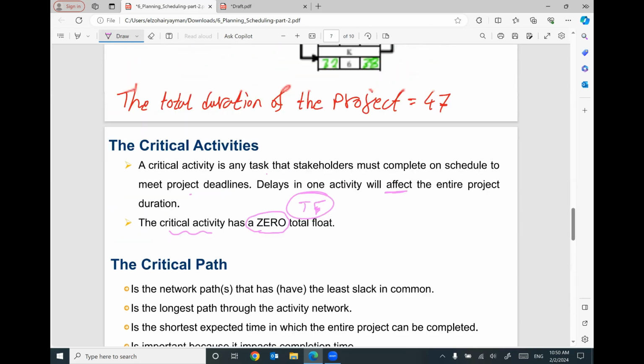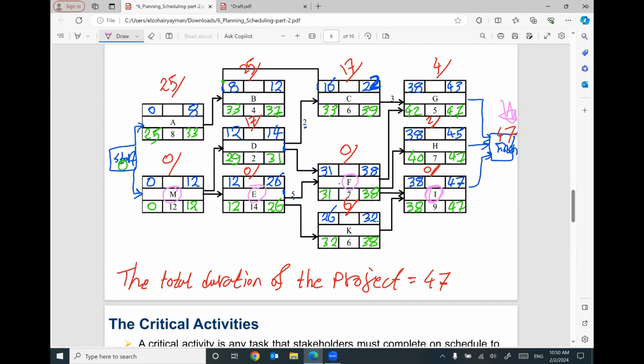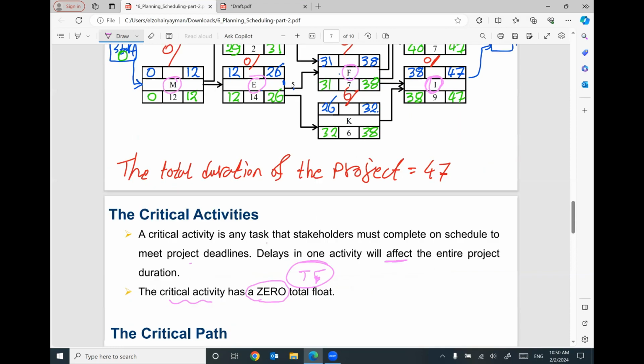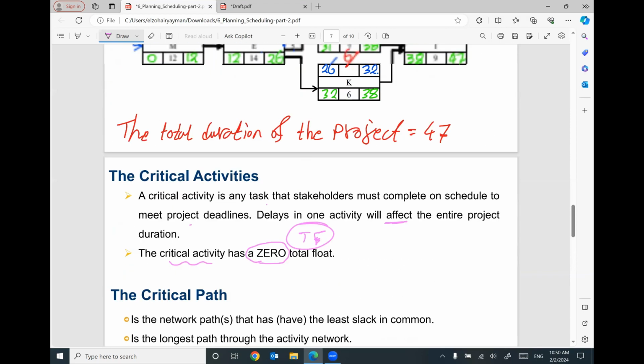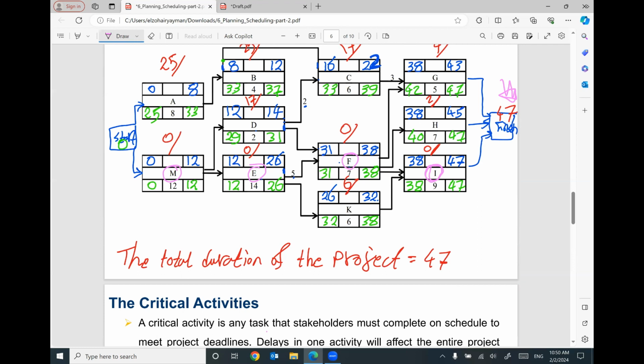That makes sense? This is what I covered so far. Any activity with total float equals 0 will be considered critical activity. These critical activities will create something called critical path. So the critical path in this project will be activity M to activity E to activity F to activity I. You have to go through the critical activities. This path will be called critical path.